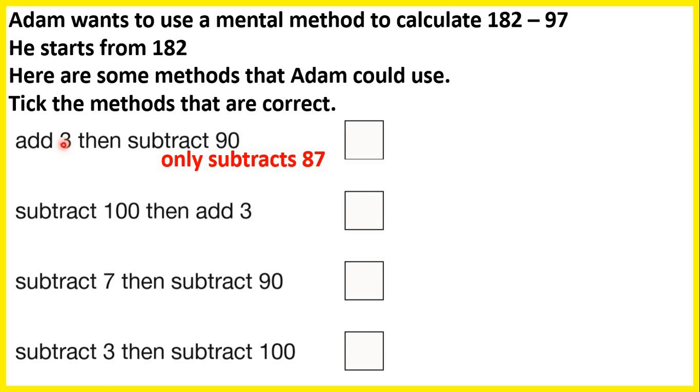If he adds 3 and then takes 90 away, that's the same as taking 87 away, not taking 97 away. Could he subtract 100, then add 3? Well, he could do that, because if he subtracts 100, then he subtracted 3 too many, because 100 is 3 more than 97. But then, when he subtracted 100, he could adjust by adding 3.